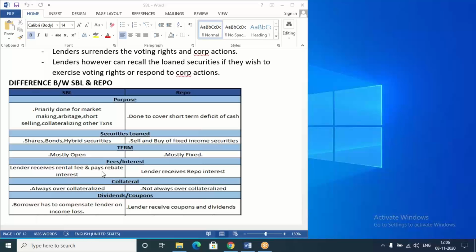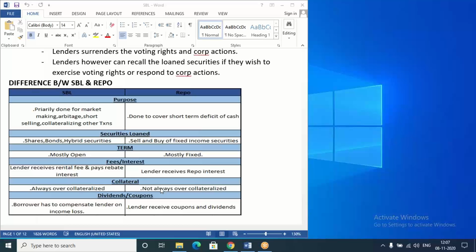Okay. In your SBL, you have rental fee. Plus, if it's cash collateral, you have to pay a rebate interest back to the borrower if you're a lender. In a repo agreement, the lender only receives something called a repo interest. Okay. Collateral. First of all, in a stock borrow lending, collateral can be cash or non-cash, and it is always over-collateralized. Whereas in a repo agreement, the collateral is cash or non-cash? Cash. Non-cash. A mix.